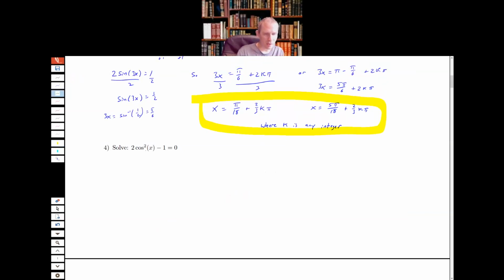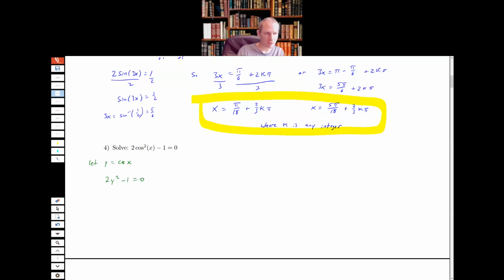Okay, so for the next one, I want to start by getting cosine by itself. When I look at this, I might recognize that I have this cosine squared. It looks like a quadratic. You don't have to do this, but one technique that helps if solving this seems confusing is to just do a quick substitution. If I let y equal cosine x, then this looks like 2y squared minus 1 equals 0, and this is a more familiar way that we're used to seeing quadratics.